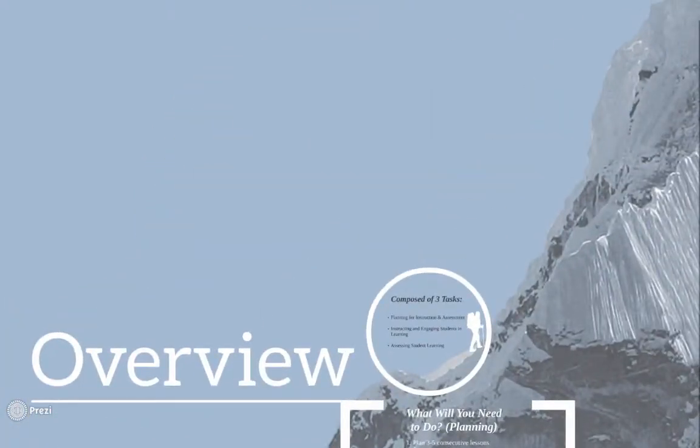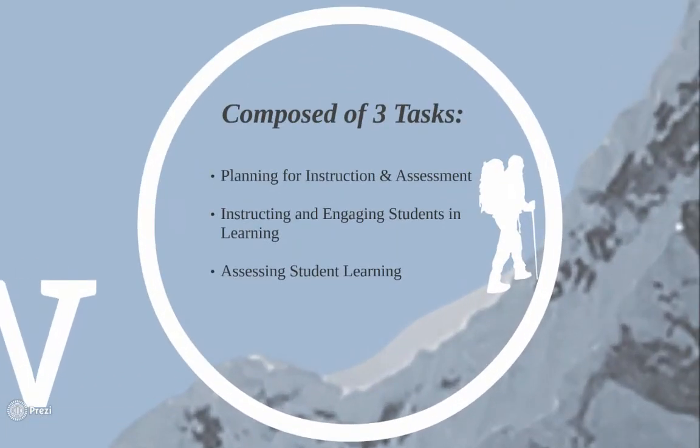An overview. There are 3 tasks that you're going to be called on to complete for this project. The first part will be planning for instruction and assessment. You will also need to instruct and engage students in learning, and then once the learning segment has ended, you will assess student learning. All of these tasks, all of these components are explained more in your assessment handbook and in the videos that follow.